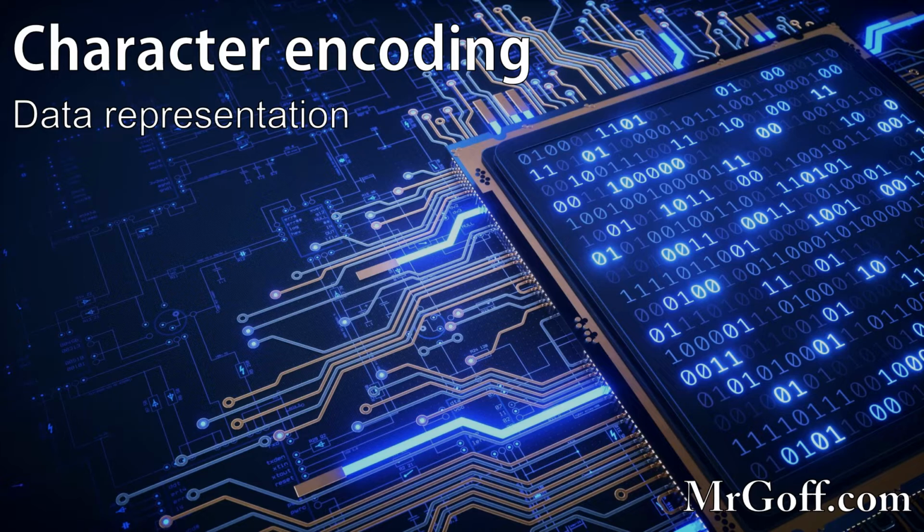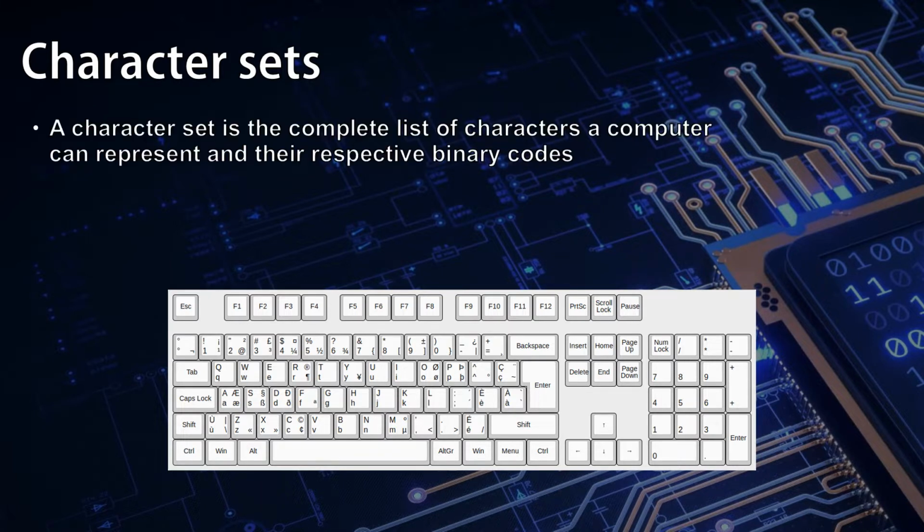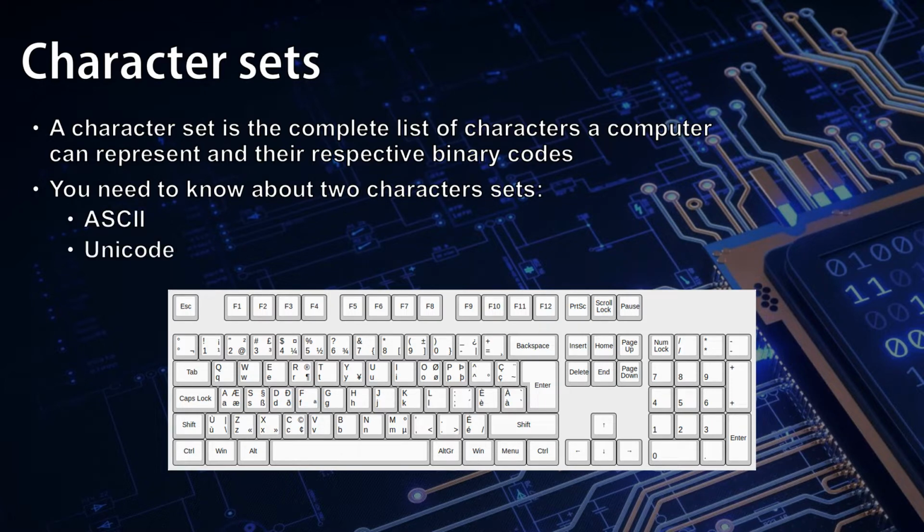The focus of today's video will be character encoding. To store text, computers refer to character sets. A character set is the complete list of characters a computer can represent and the respective binary codes for each character. There are two key character sets you need to be aware of: ASCII and Unicode.